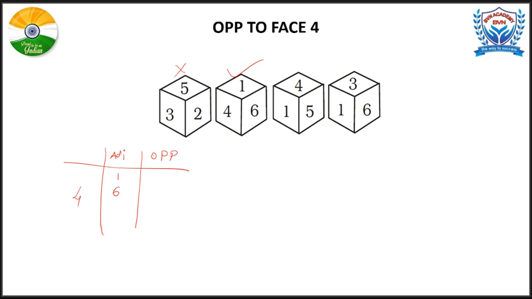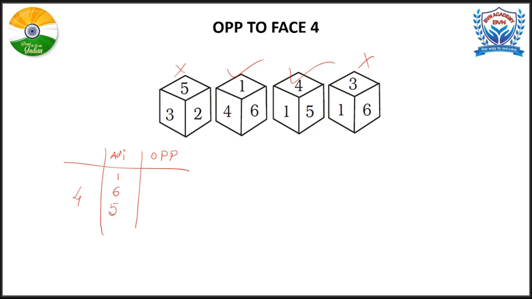In the third picture 4, 1, 5 are appearing. So along with 4, 1 and 5 are there. That means 4, 1, 5 are adjacent to each other. Hence we'll write down 1 and 5 here. Since we have already made the entry of 1, we'll only make the entry of 5. And in the fourth picture 4 is not appearing, so we'll not touch it.